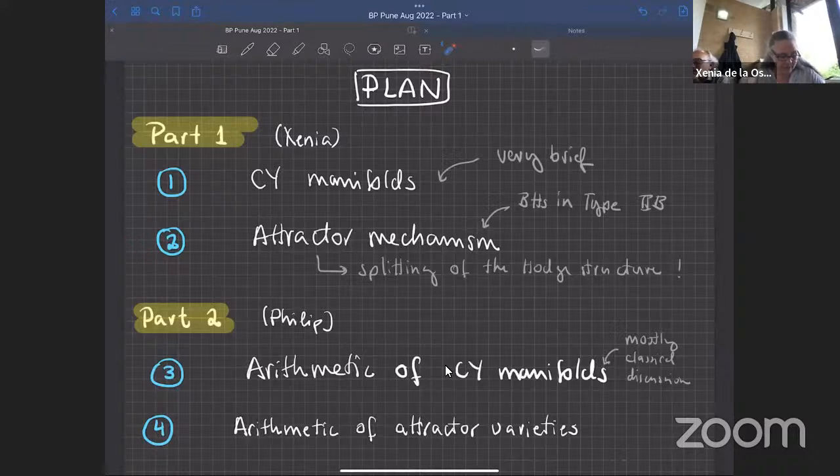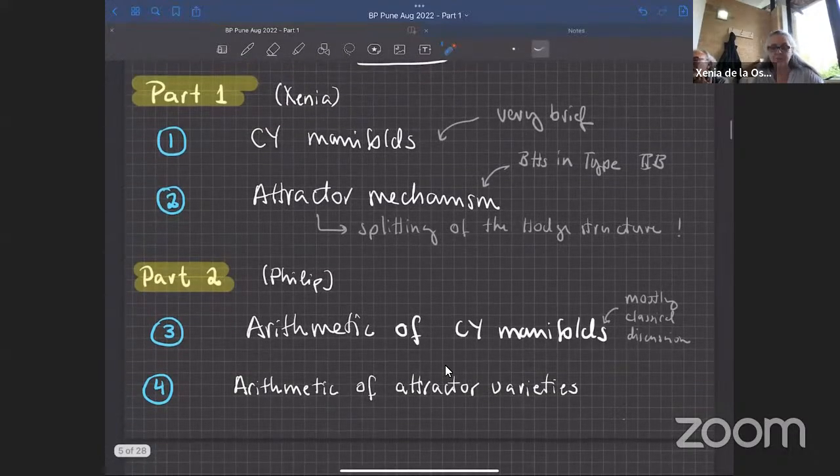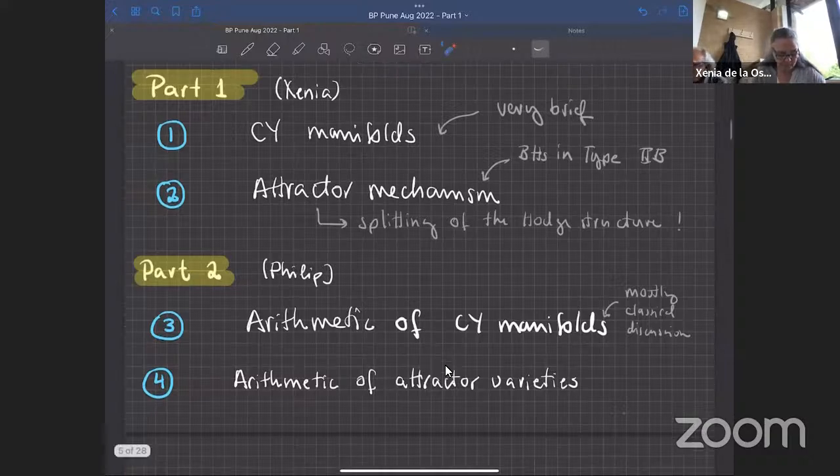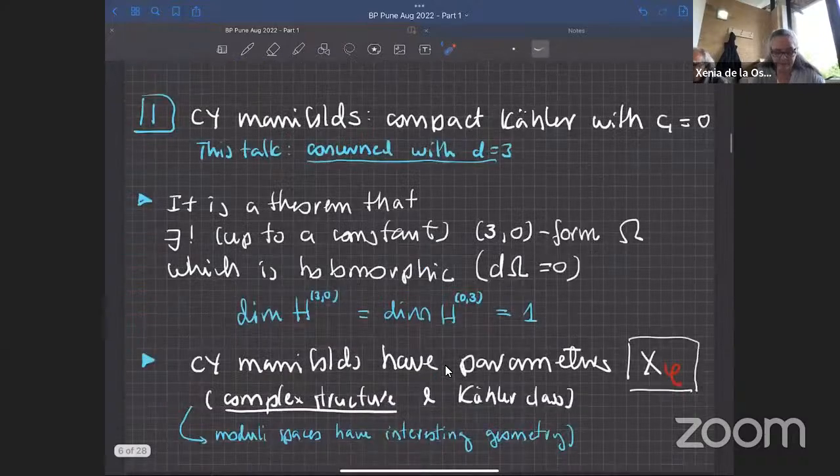And then Philip will take over next Thursday, and he will turn to the arithmetic of Calabi Yau manifolds, and he will start with mostly a classical discussion of arithmetic of varieties. But then he will turn to something newer, in particular how to compute zeta functions efficiently. And then he will relate that to what I said here in relation to the splitting of the Hodge structure: you can imagine that there will be a splitting of the zeta functions at points where the manifold is smooth. Okay, so all those words will be explained in these two lectures, I hope.